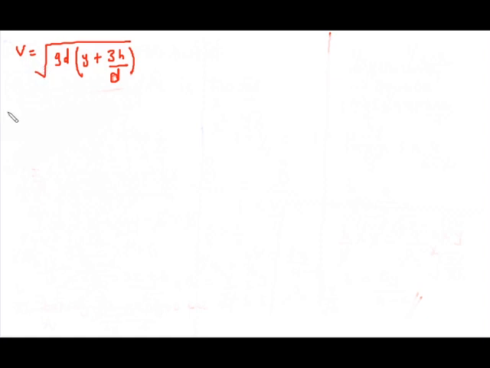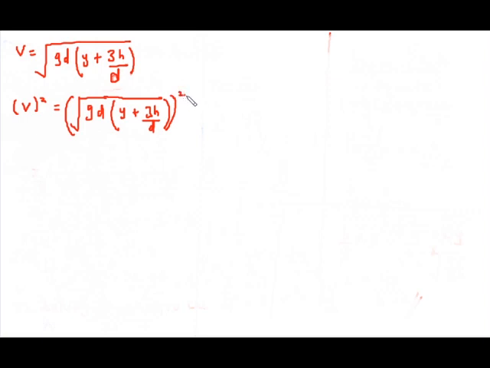So if we're powering both sides by 2, this will be v squared, square root powered, root of g d, open the bracket, y plus 3h over d, and then remember all of that gets squared, and the square cancels the square root, so we have v squared is equal to g d, open bracket, y plus 3h over d.